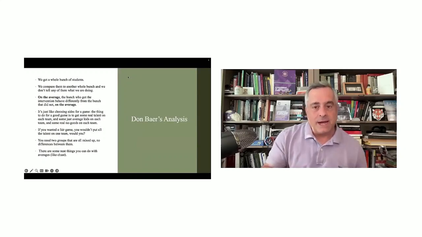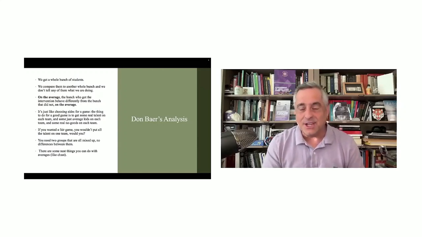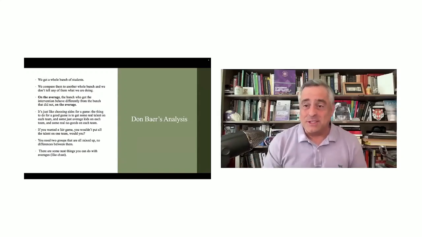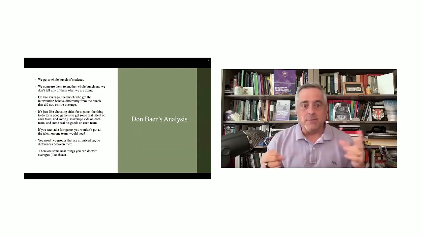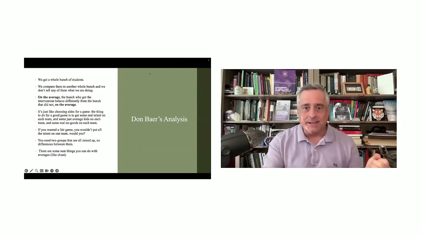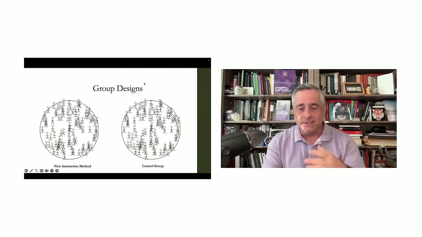Now, Don Baer's analysis, the way he looks at it, I'm going to kind of explain. He uses this book chapter to describe the differences between group designs, and he spends about 10 pages at the beginning of his chapter describing how silly it is to use group designs, especially in our field. So you get a group of students, you compare the first whole bunch to the second whole bunch, like we looked at previously, right? First whole bunch, new instruction method, to the second, the control group.